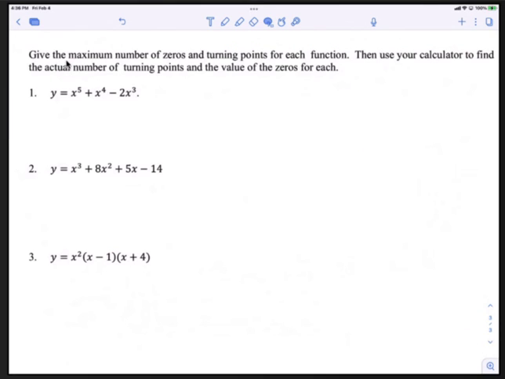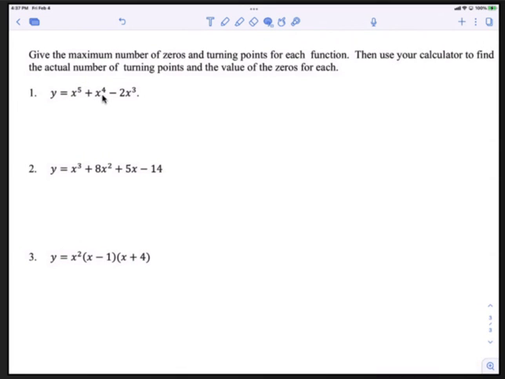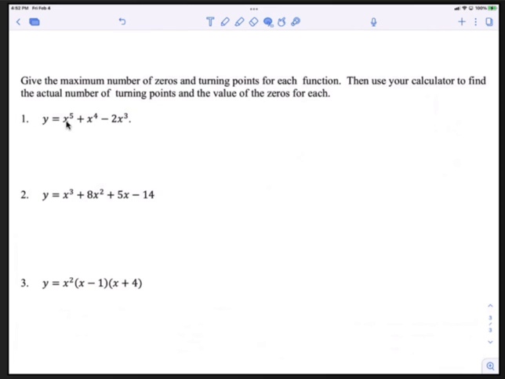Right, in this last section, give the maximum number of zeros and turning points for each function, and then use your calculator to find the actual number of turning points and the value of the zeros for each. Okay, so for question number 1, we have x to the 5th plus x to the 4th minus 2x to the 3rd. And so with the degree being 5, we would have a maximum of 5 zeros, and the number of maximum turning points is 1 less than 5, which is 4. So we'd have a maximum of 5 zeros and a maximum of 4 turning points.